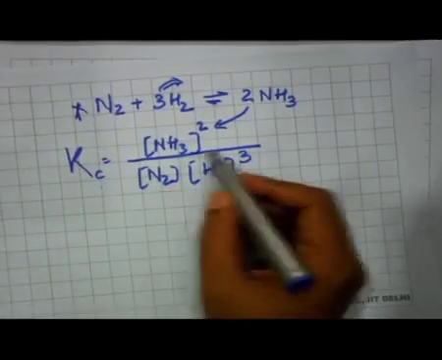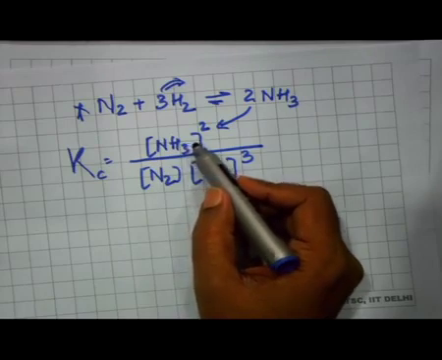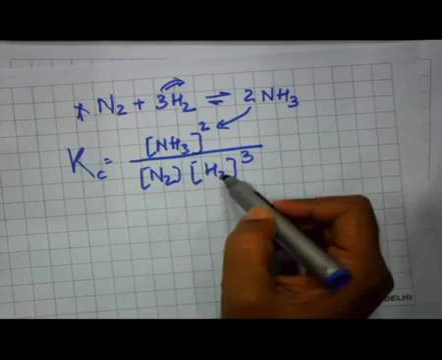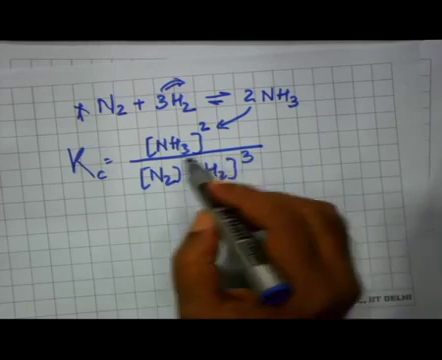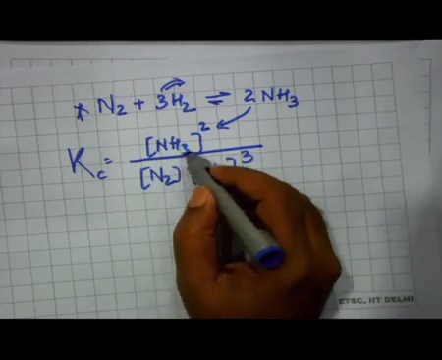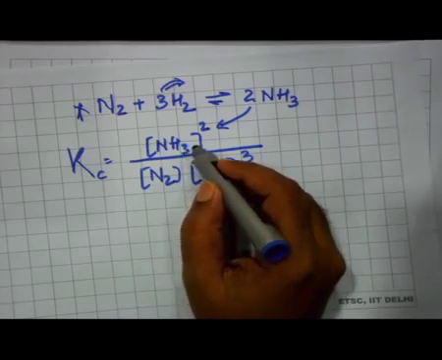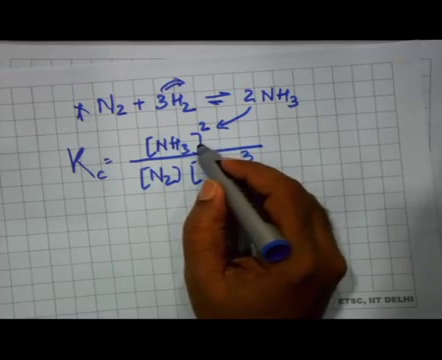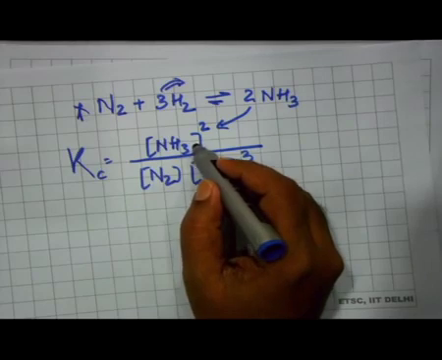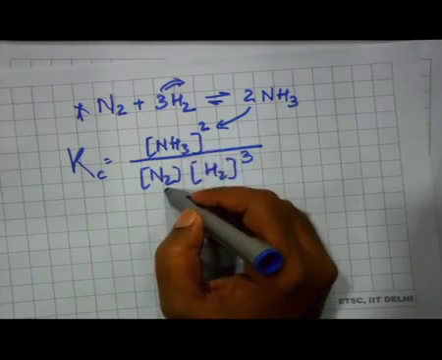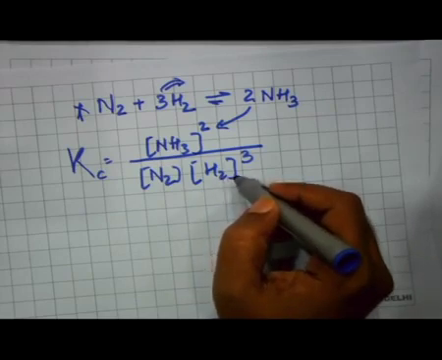So, we can calculate Kc using the concentrations of [NH3]^2 divided by [N2] into [H2]^3. You must keep this in mind that this is the concentration of ammonia at equilibrium, not at any time. Similarly, this is the concentration of nitrogen at equilibrium, and this is the concentration of H2 at equilibrium.